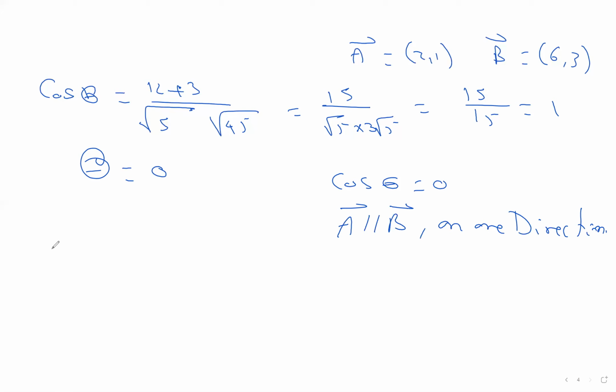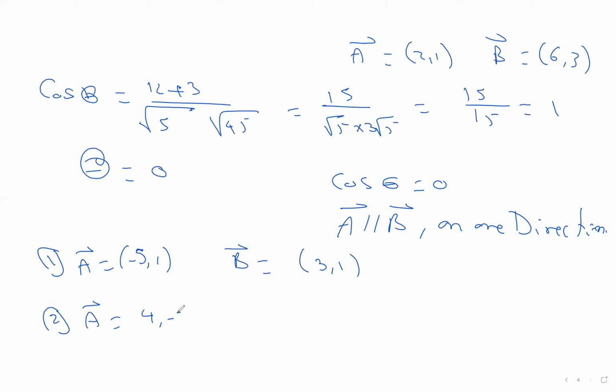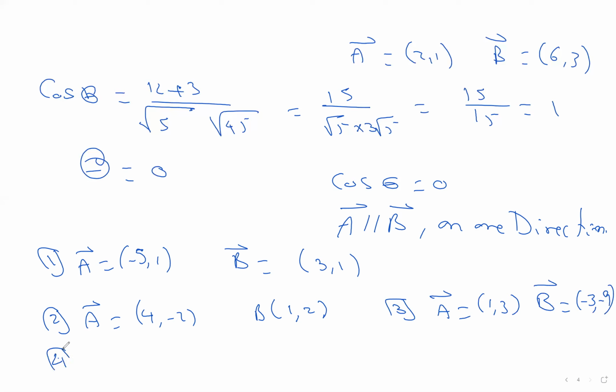I'll give you some examples and 5 minutes to solve. Number 1, A equals (-5, 1), B equals (3, 1). Number 2, A is (4, -2), B is (1, 2). Number 3, vector A is (1, 3), vector B is (-3, -9). Number 4, vector A equals (1, 1), vector B is (4, 4). Okay? I'll give you 5 minutes to solve all of them, and I'm going to check the answers now.